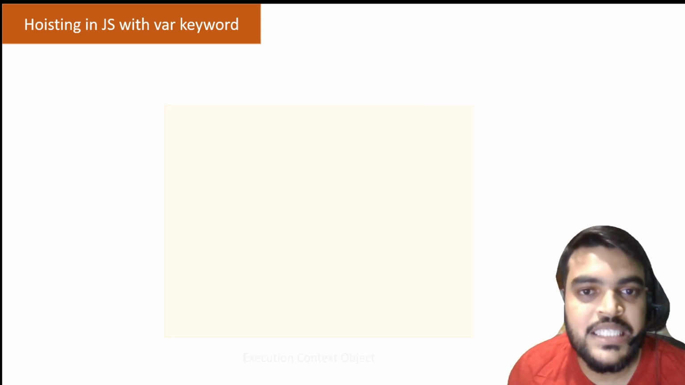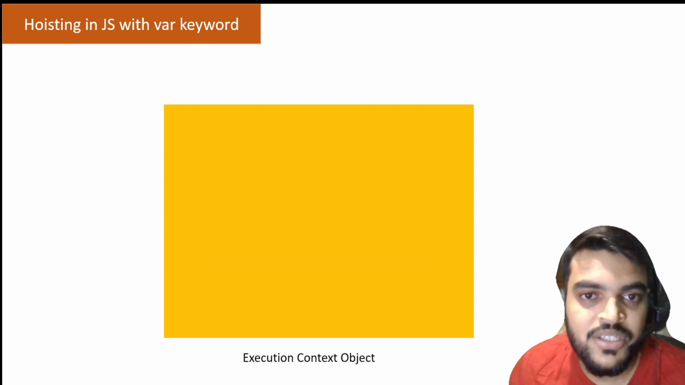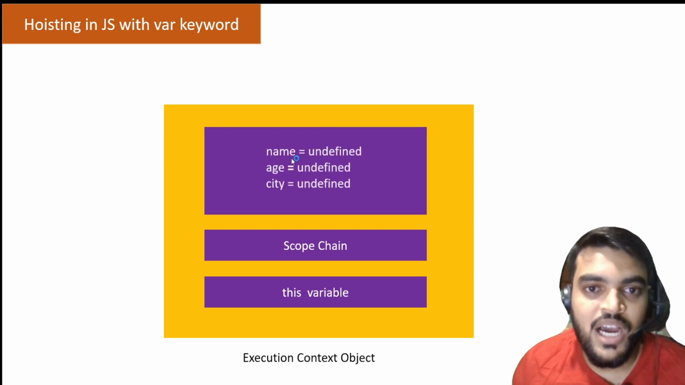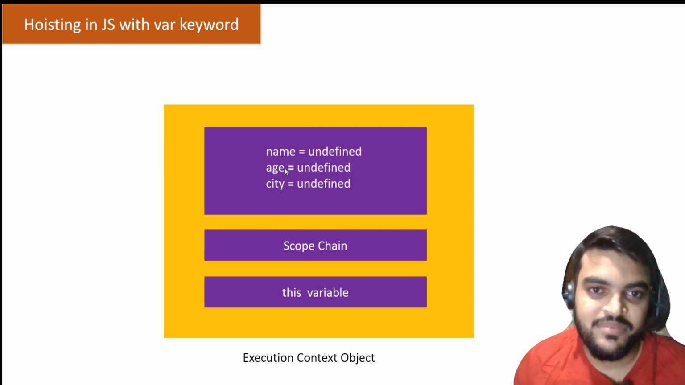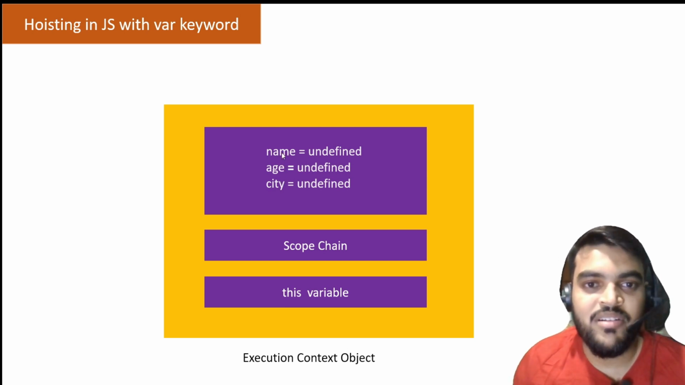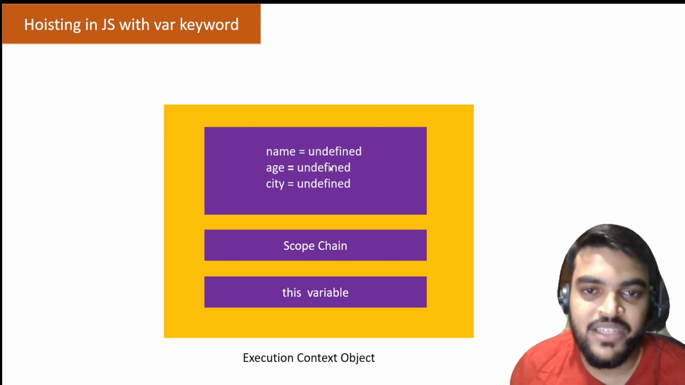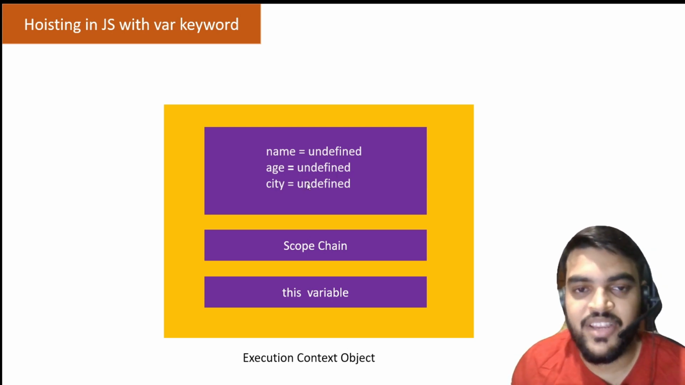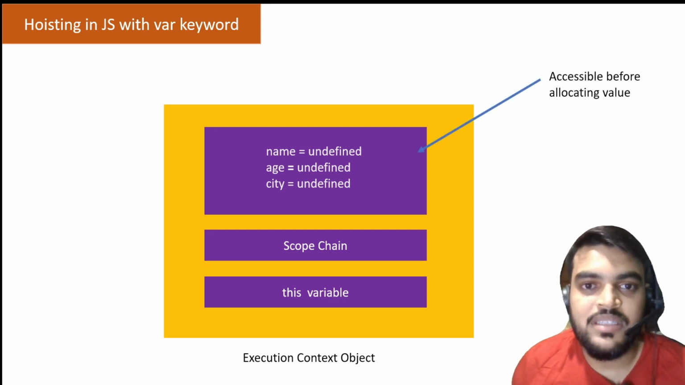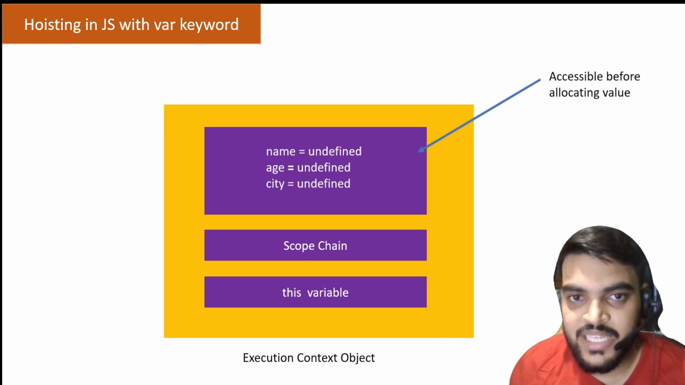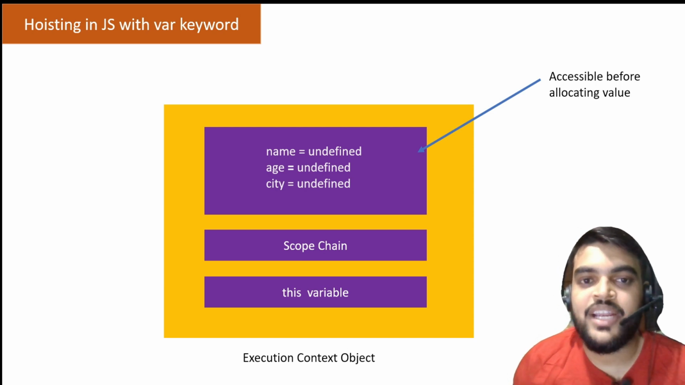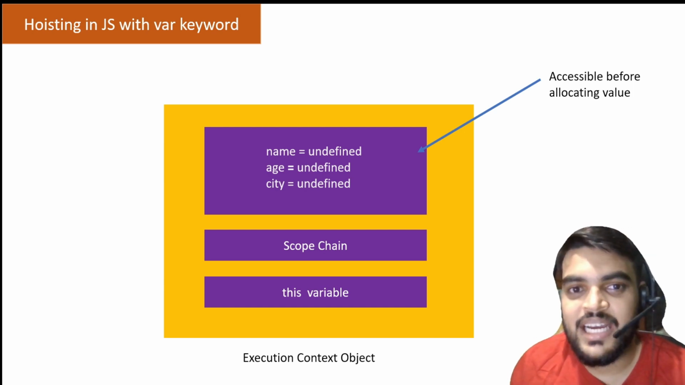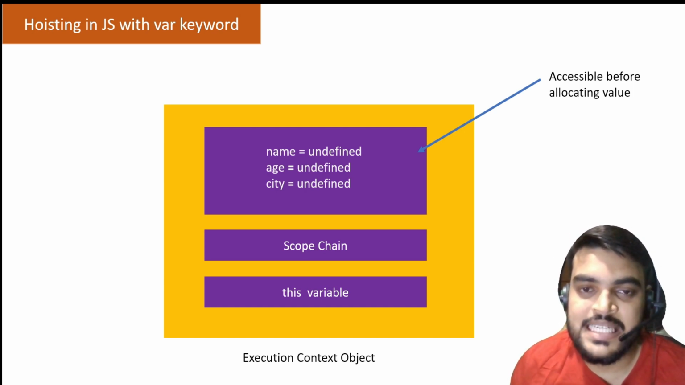So now if I show you the execution context, this is my execution context. Here I have the variable object. Now here I already have name, age, city. These are the variable names, right? Here it is already added as a property and the value is undefined. And all of this is happening before the execution phase, in the creation phase. Now this is accessible. Actually we can access it. So if we try to print or console name, age, or city, then we will get undefined. We will not get any error because it is accessible.